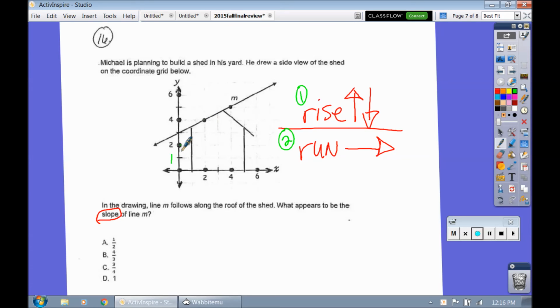So take 2 points. And before we do this, I'm going to look and see what we're counting by. We're counting by ones on the x-axis and on the y-axis. They like to trick us sometimes. So how do we get to those 2 points?